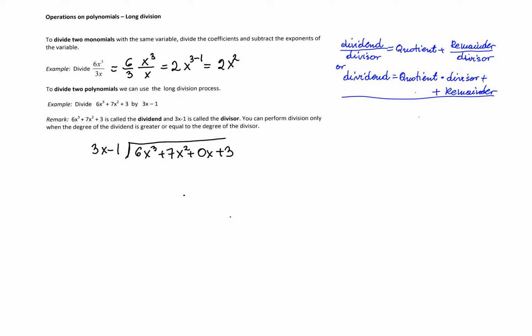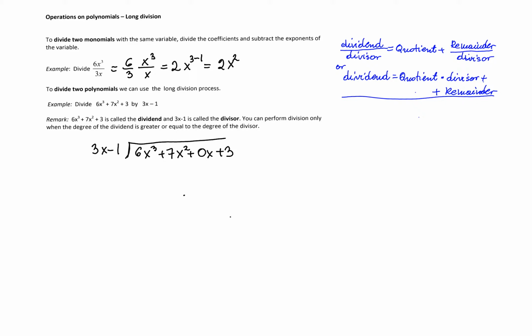Now suppose I want to divide two polynomials. The polynomial that I want to divide is called the dividend. The polynomial that I want to divide by is called the divisor. So let's see how the process works.